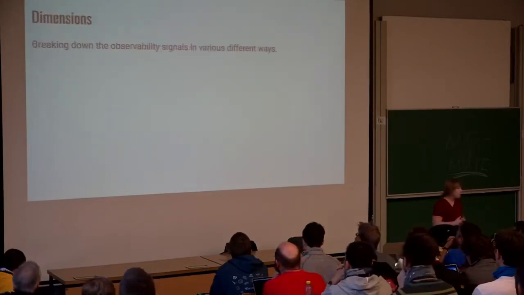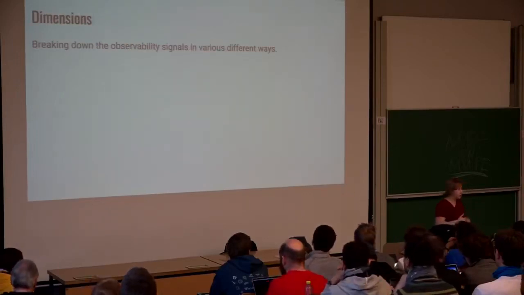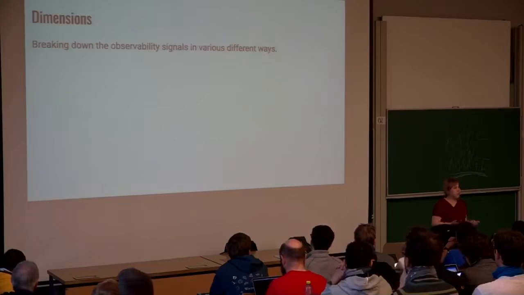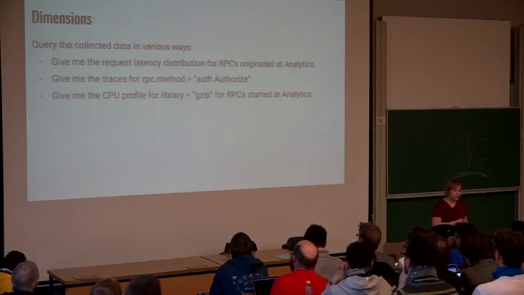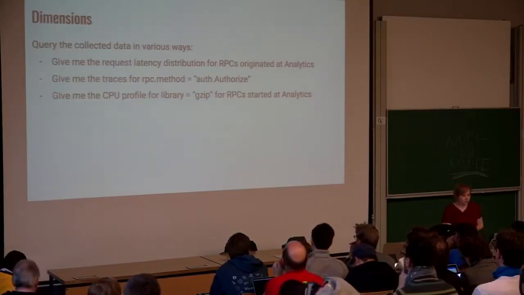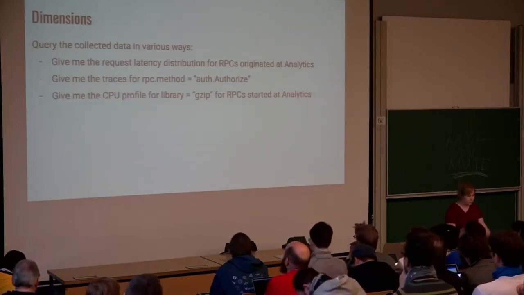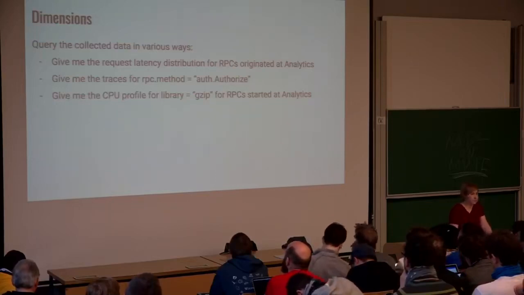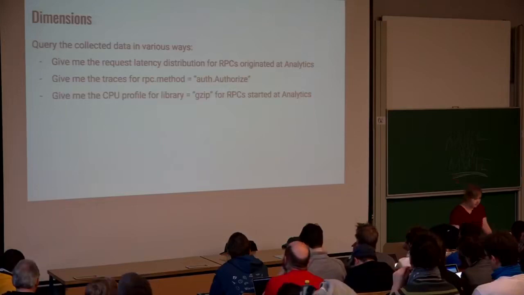So this is why we want to be able to break down our signals in various different ways. We call these various ways dimensions. With dimensions, you can query the collected data in ways that will help you answer some of the earlier questions I had. Give me the blob storage request latency distribution for RPCs originated at the Google Analytics front-end server, for example. Or give me the traces in reports that contain this specific RPC method. Or give me the CPU profile for this library for the RPCs just generated at Google Analytics.